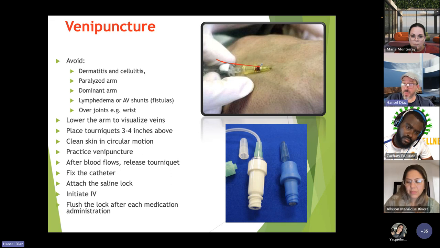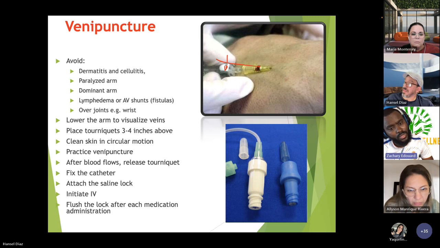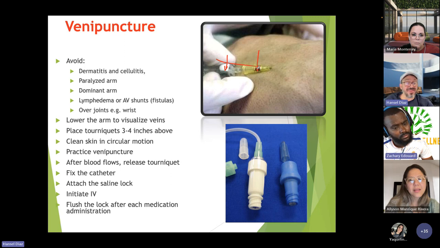But practice makes perfect. After blood flows, you release the tourniquet, you fix this catheter here, and you press that button. You see that white button here? That's going to retract the needle. You go in with the needle, and then you put the catheter in, and you put the needle a little bit back. As soon as you get this here, you see what this is? This is blood. It's telling you that you're there. I am in the vein, or I should be in the vein, because you could be over.